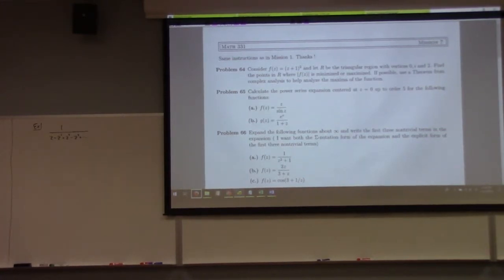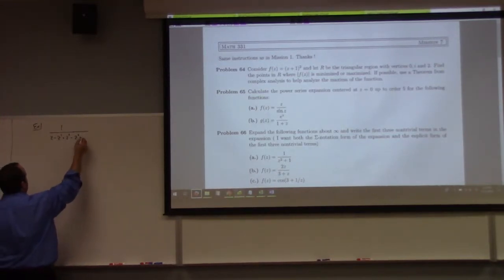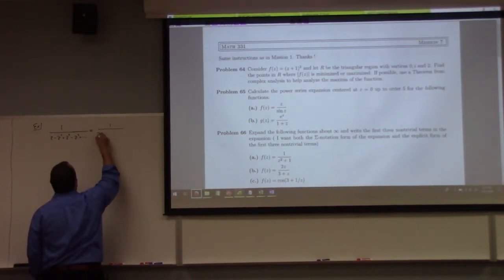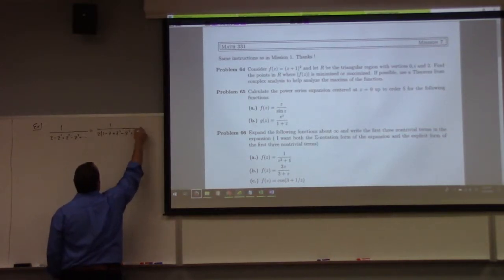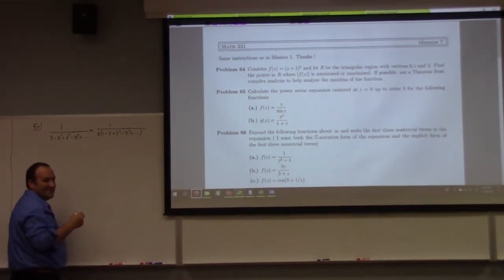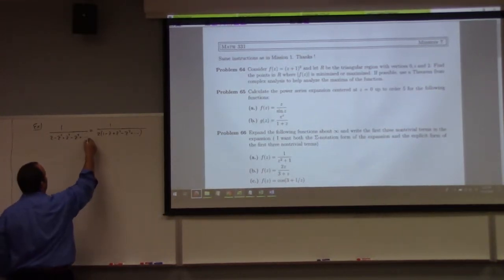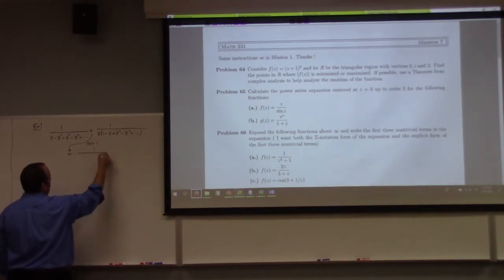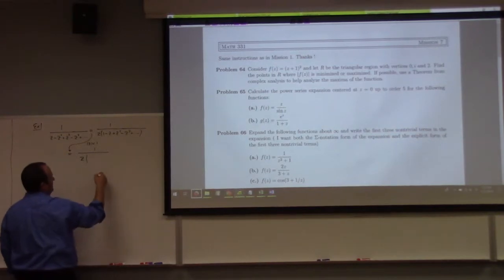So I'm thinking of this as my 1 over sine kind of thing. Now, I can factor out a 1 over z, right? That's going to give you 1 minus z plus z squared minus z cubed, right? But for appropriate z, if the modulus of z is less than 1, I can replace this with 1 over 1 plus z, right?